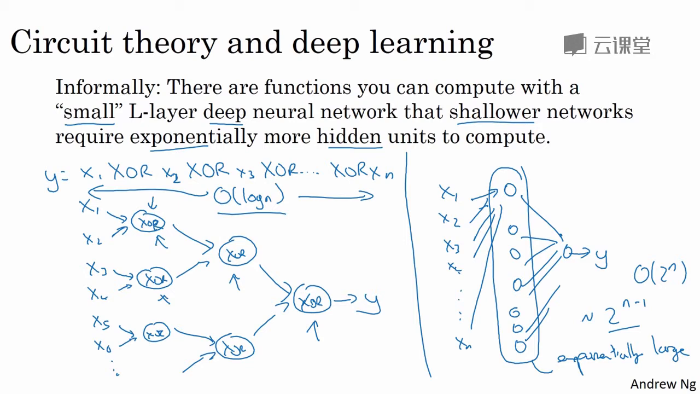So I hope this gives a sense that there are mathematical functions that are much easier to compute with deep networks than with shallow networks. I have to admit, I personally found the result from circuit theory less useful for gaining intuitions, but this is one of the results that people often cite when explaining the value of having very deep representations.